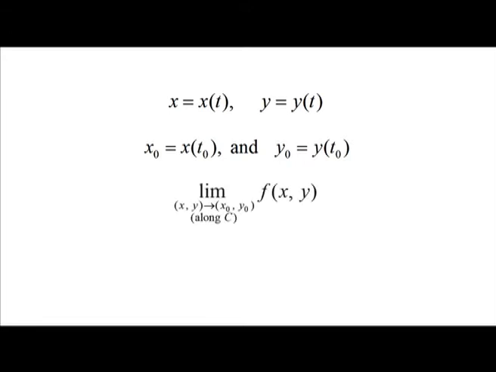Limits along curves in a plane. If C is a smooth parametric curve in 2-space that is represented by the parametric equations x = x(t) and y = y(t), and if x0 = x(t0) and y0 = y(t0), then the limit of f(x, y) as (x, y) approaches (x0, y0) along C is defined by limit as t approaches t0 of f(x(t), y(t)).